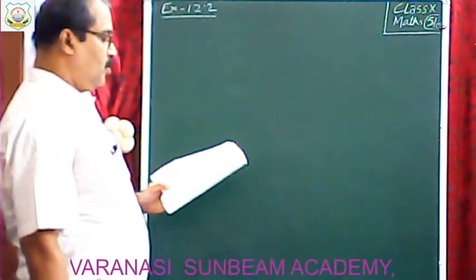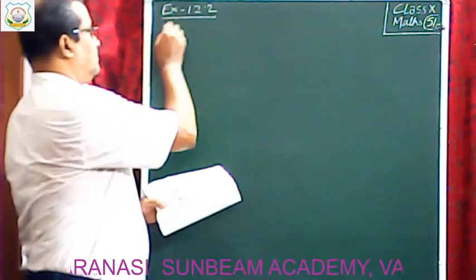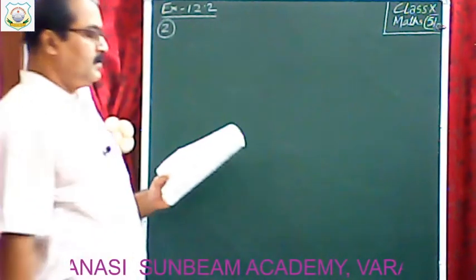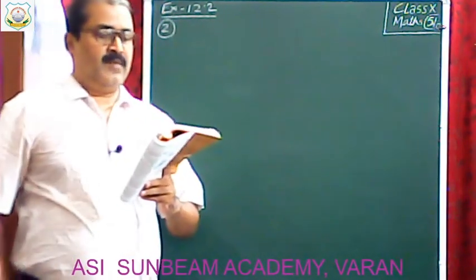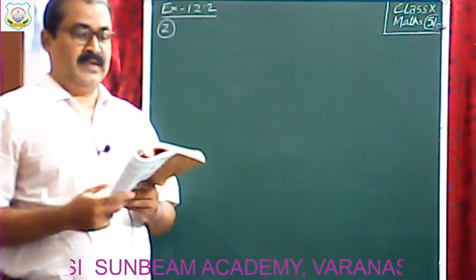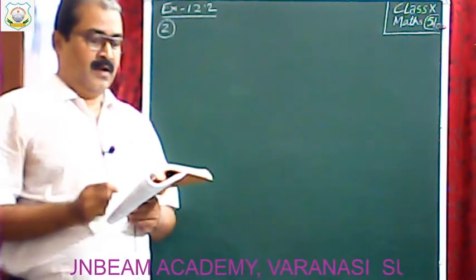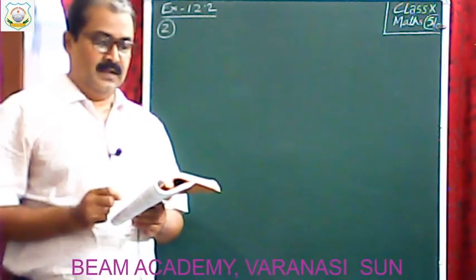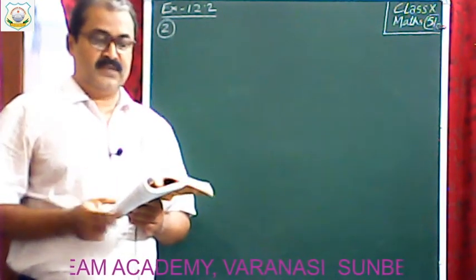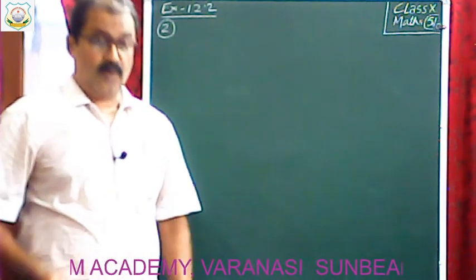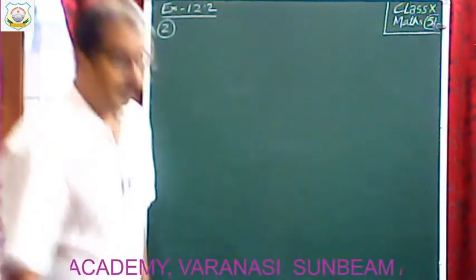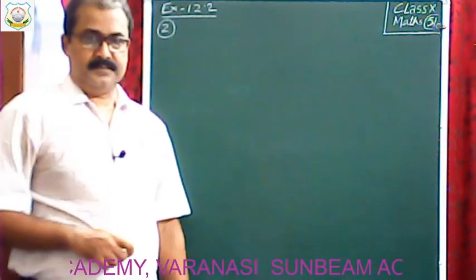Exercise 12.2, question number 2. Find the area of a quadrant of a circle whose circumference is 22 centimeter. Quadrant means 1/4 of a circle.